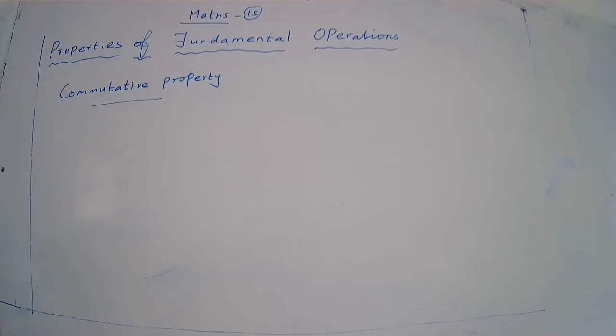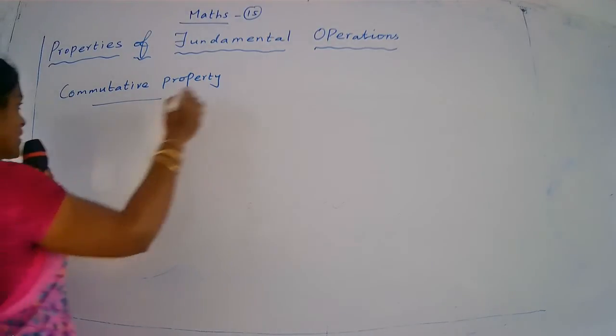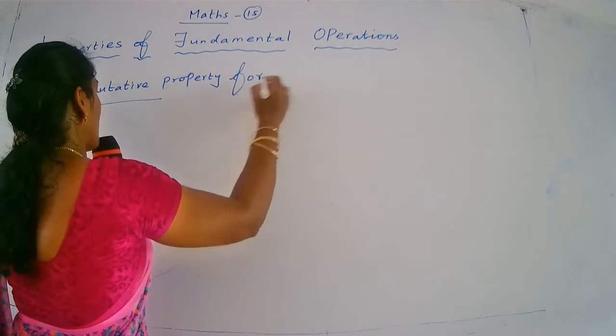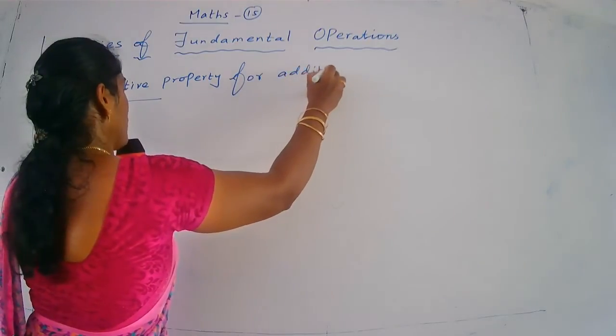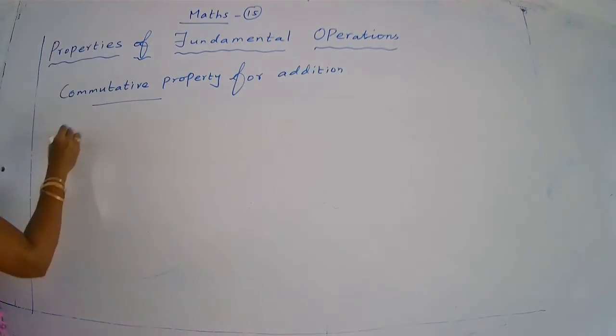So one rule: if A and B are two numbers, then A plus B is equal to B plus A.